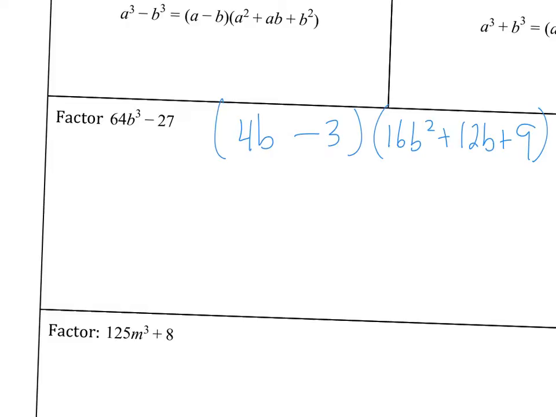Hopefully you've taken the time to do it yourself, and if you didn't quite see that it all canceled out, let's see if we can figure out what went wrong. 4b times 16b squared would give me 64b cubed. That's a great start.